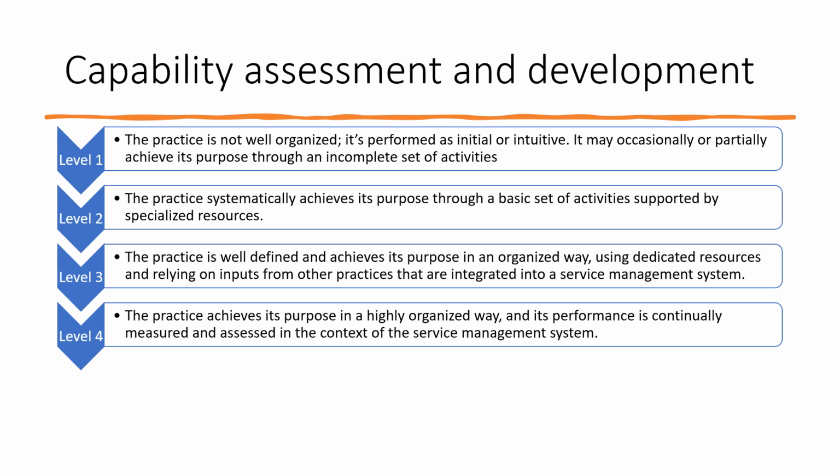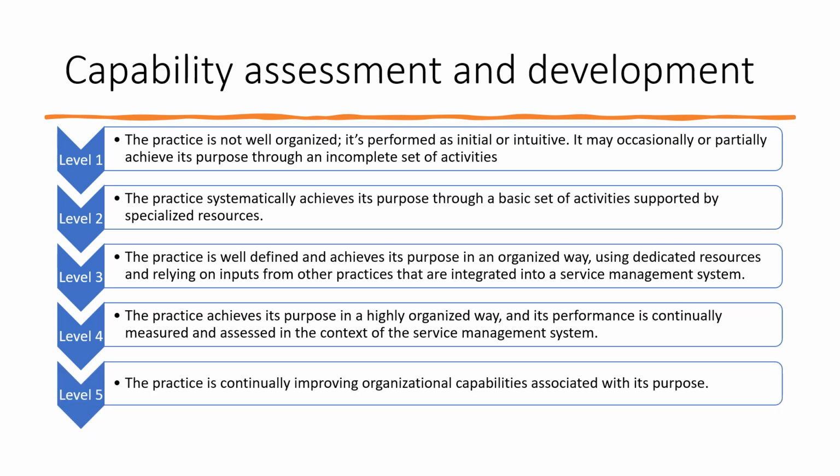Level 4. The practice achieves its purpose in a highly organized way, and its performance is continually measured and assessed in the context of the service management system. Level 5. The practice is continually improving organizational capabilities associated with its purpose. In the next slides, I'm going to mention all the criteria which were defined for the practice success factor. Each criterion is linked to one of the 4 dimensions. I left out the maturity level on the slides, but you will find these in the practice book.